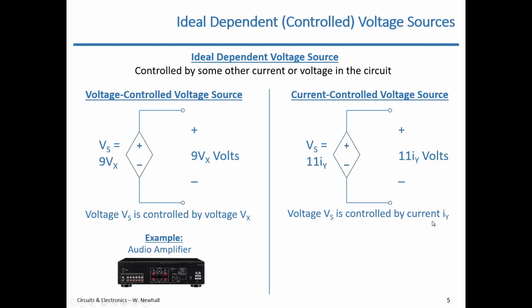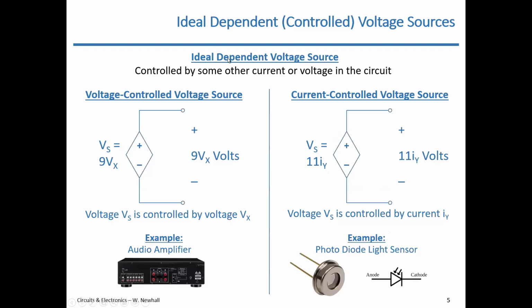A good example of a current-controlled voltage source is the circuit you would use for a photodiode light sensor. A photodiode produces a current. You can set it up so it produces a current that is proportional to light intensity. And so maybe you want an output voltage that is a function of the light intensity. You can use a circuit modeled by a current-controlled voltage source to create a voltage based on the current flowing through the photodiode.